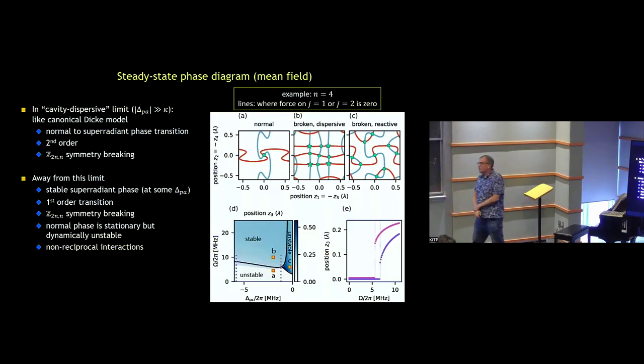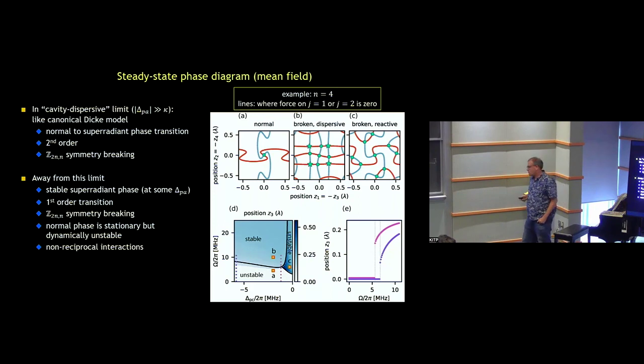And I won't go through the details of how we describe that theoretically, but I'll just point out that one of the key elements that's different in this system is the presence of non-reciprocal interactions. And this turns out to be what makes the normal phase always unstable in this system.